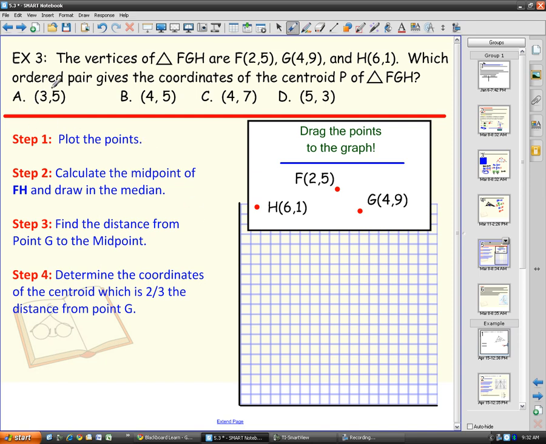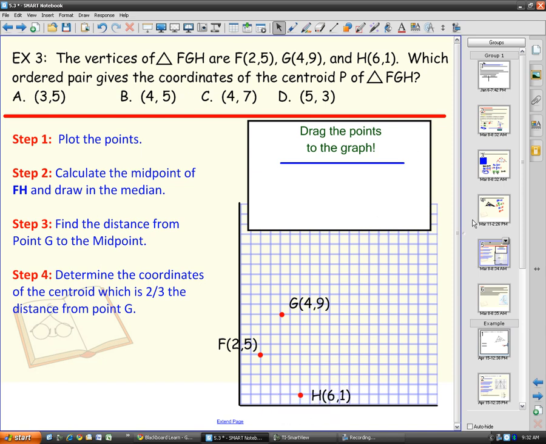F is 2, 5, so this is 0, 0 down here. So if I go over 2 and up 5, 1, 2, 3, 4, 5, there is the point. I can take point F and drag it, so 2 over, 1, 2, 3, 4, 5, and put it right there. There's my 2, 5. And then G is 4, 9. So if I go over 4 and up 1, 2, 3, 4, 5, 6, 7, 8, 9, there's 9, and H is 6 over and 1 up, looks something like that. And so now I have my graph.